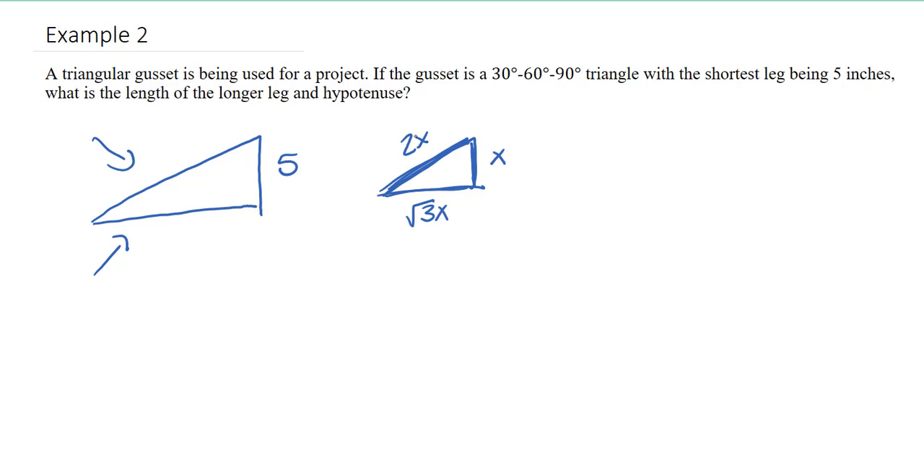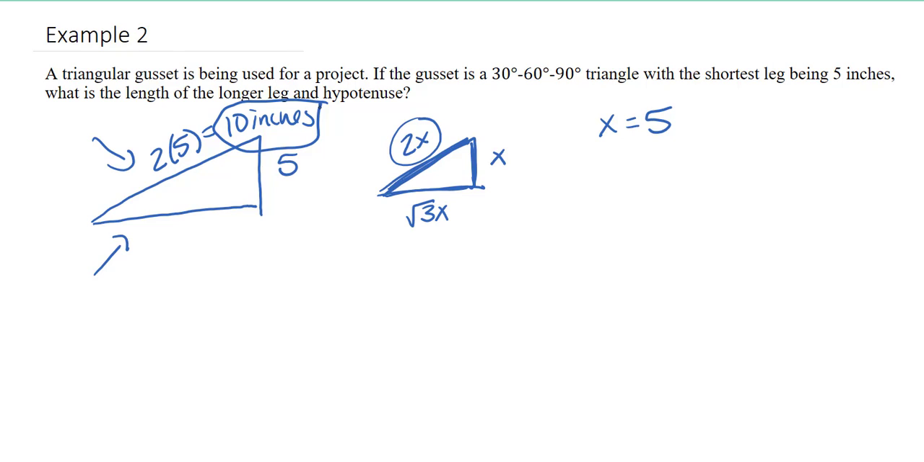So if we're trying to solve for the hypotenuse, we just know if x is equal to 5, then 2x, so 2 times 5, which is equal to 10. So the hypotenuse is 10 inches.